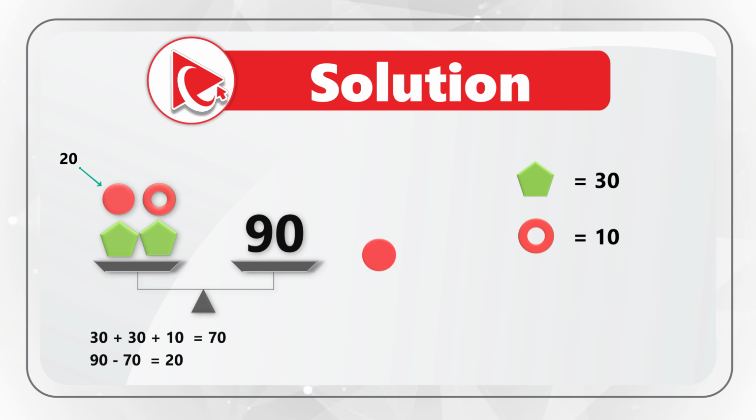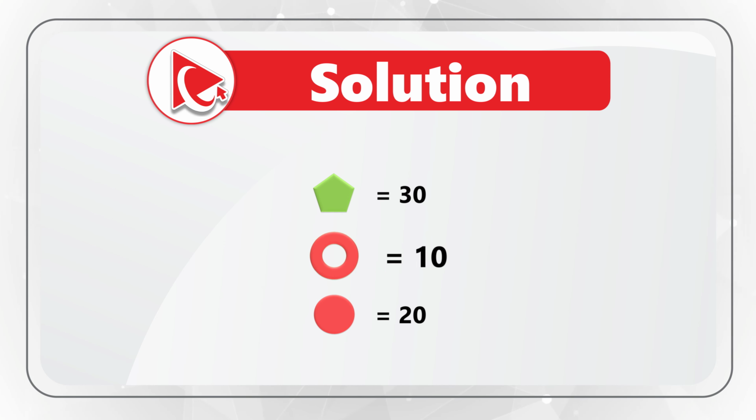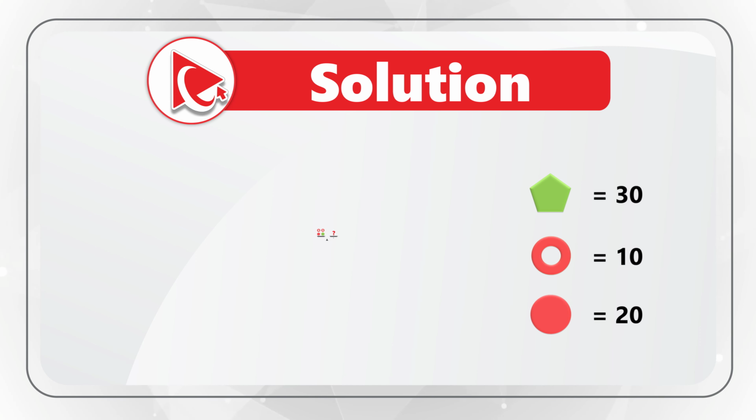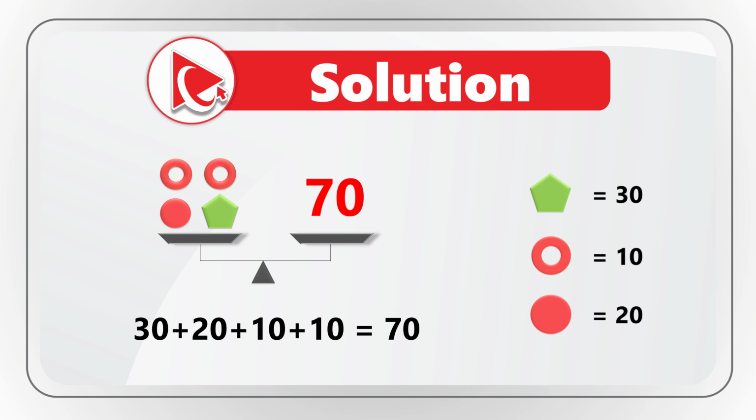Now we know the values of all the shapes. Pentagon equals 30, bagel equals 10, and then circle equals 20, and we can calculate the missing number. 30 plus 20 plus 10 plus 10 equals 70, which means the correct answer is choice C, 70.